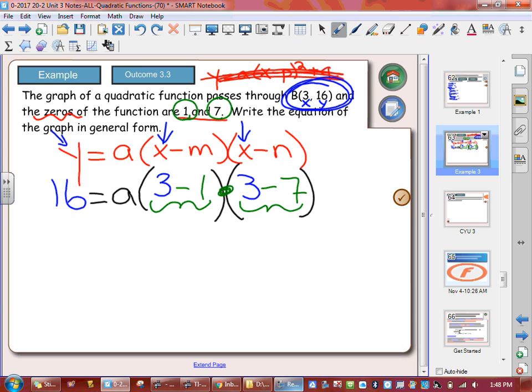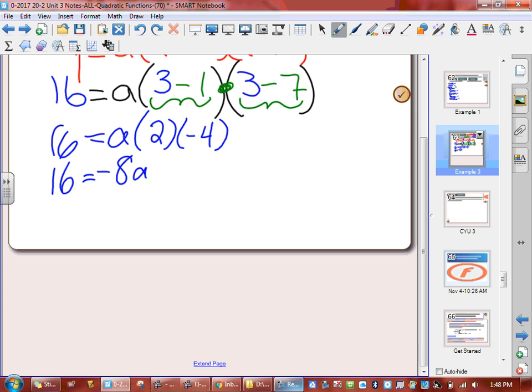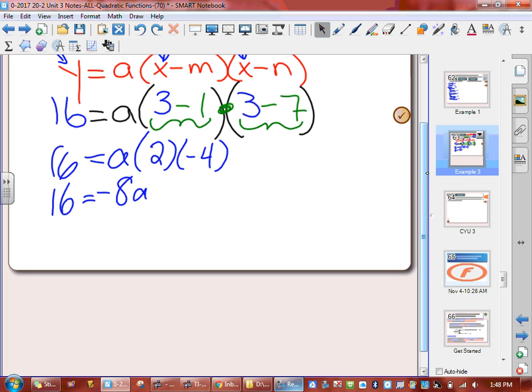So let's do our bed math. So we're going to have 16 equals a times 2 times negative 4. How big is 2 times negative 4? That's a negative 8. So we have negative 8 a's. So at this point, this is where we're down to our last step. We're just going to divide by negative 8. Divide by negative 8. a equals negative 2.